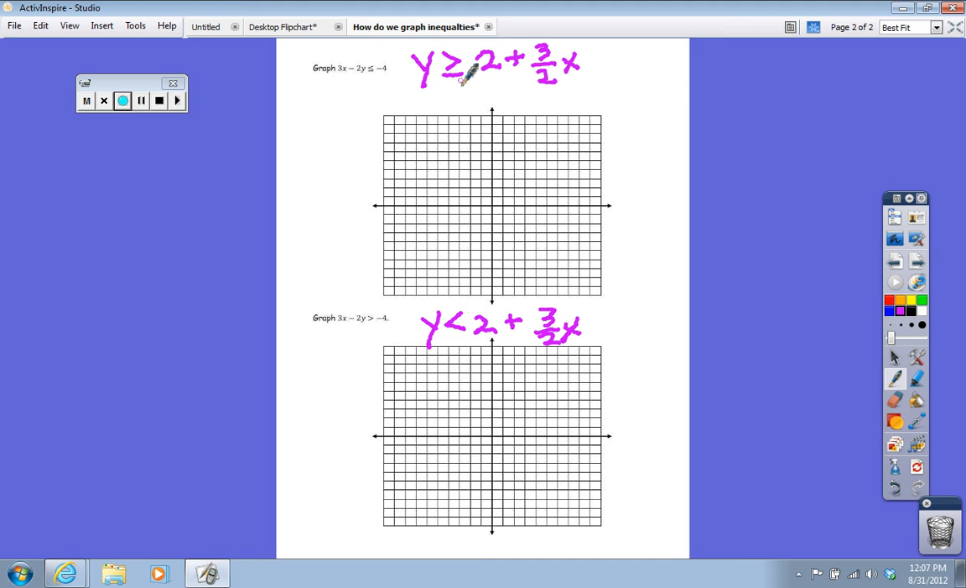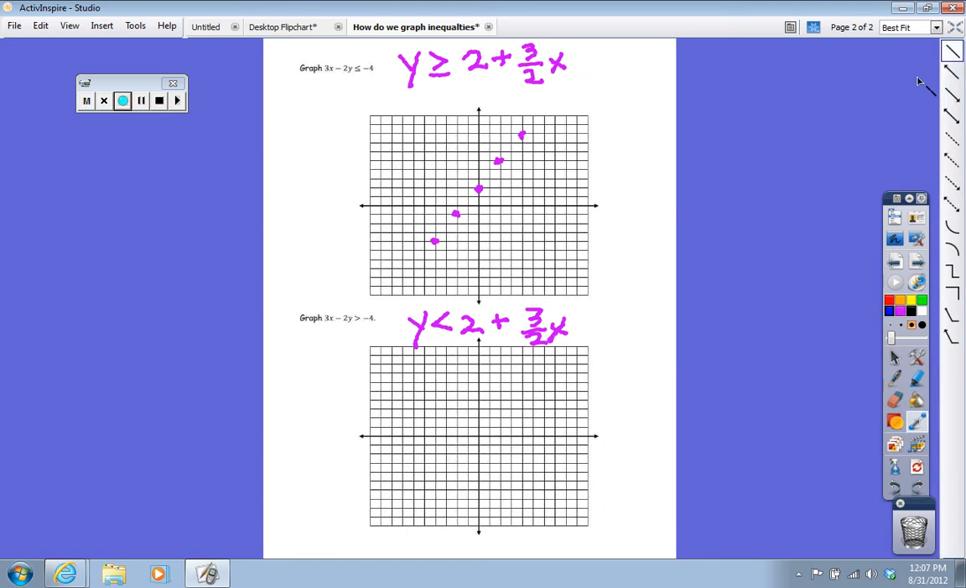Okay, so here it can be greater than or equal to. So we know since we have an equal to, we can use a solid line. We still have the same y-intercept. We still have the same positive slope, 3 over 2, and so on. And because it could be equal to, we can draw a solid line. Let's do that real fast. There we have it. Now down here, it's just less than.